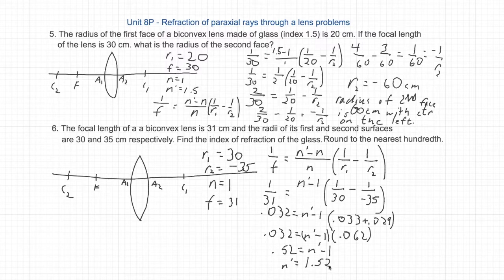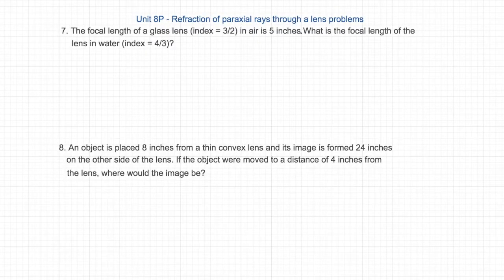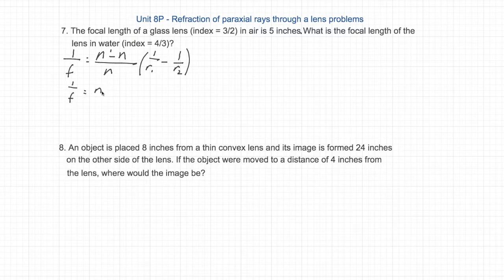And we find that n prime equals 1.52. Question 7, the focal length of a glass lens, index 3/2, in air is 5 inches. What is the focal length of the lens in water? Index equals 4/3. So our lens formula is going to be useful to answer this question.